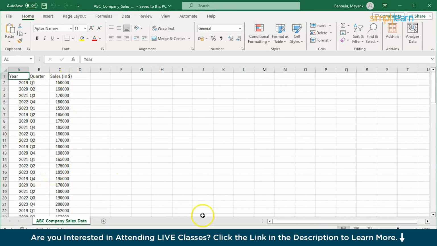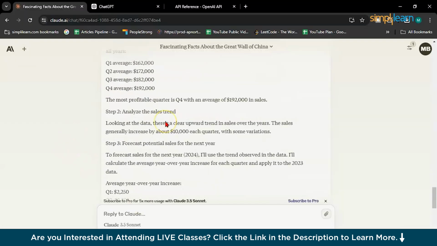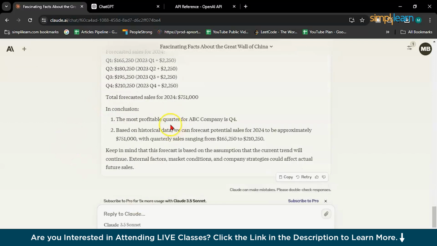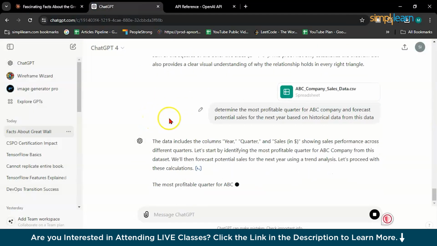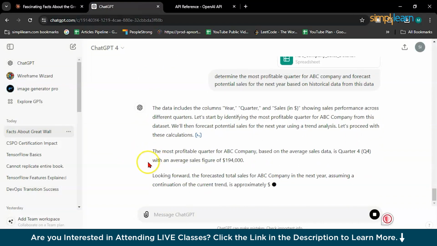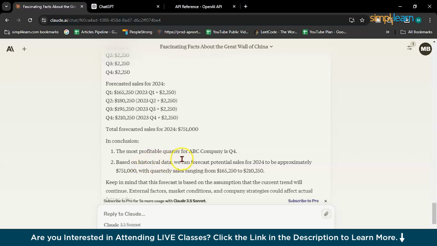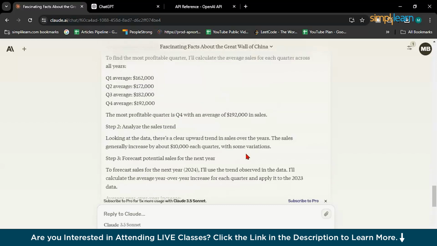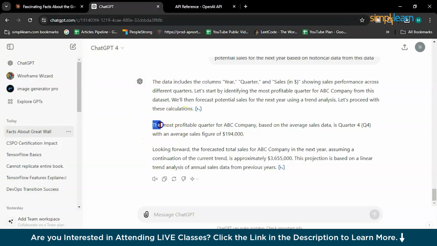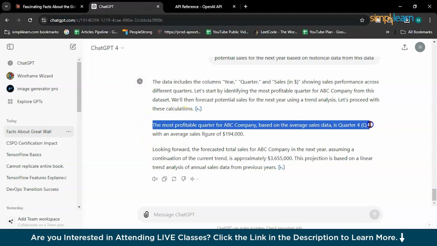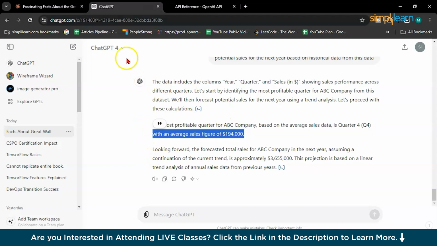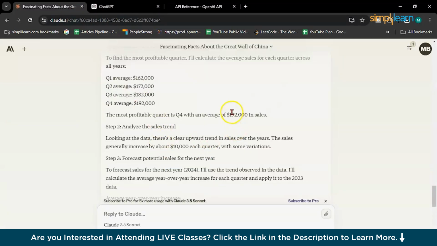Okay, so this data also I generated from the same, right? So forecast. Okay, so now it's calculating. So we will see whether our answers are the same or not. Okay, so here you can see the most profitable quarter for ABC company is Q4 as per Claude 3. Now we will check the most profitable quarter for the ABC company is quarter 4, with average sales figures of $194,000. Here it is showing $192,000 in sales.